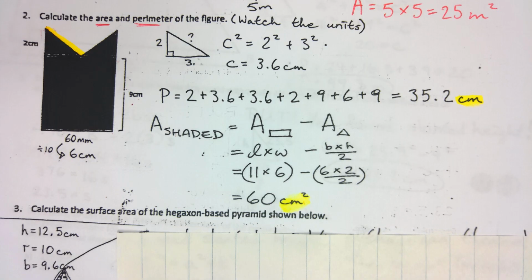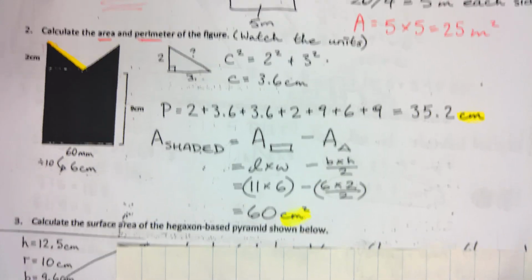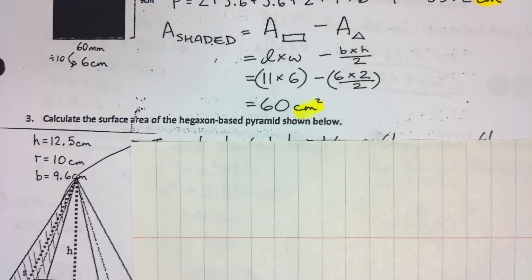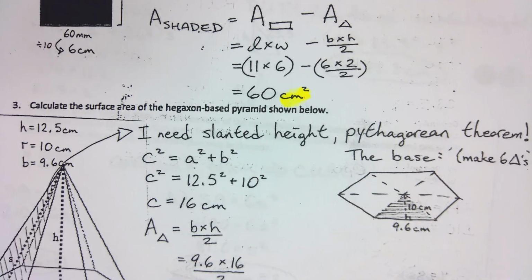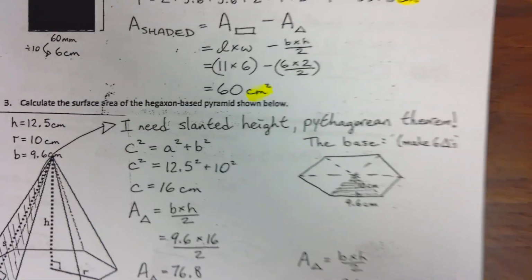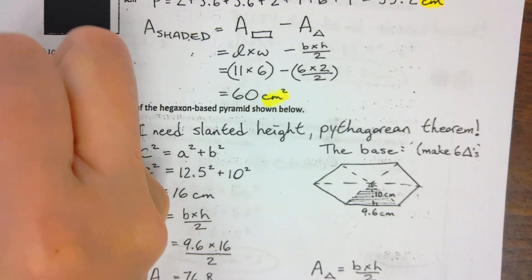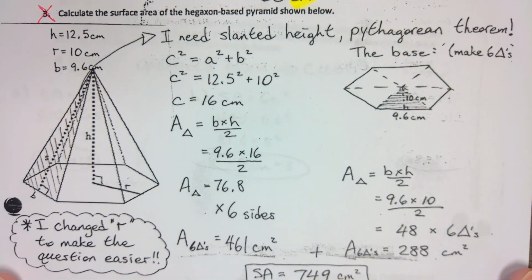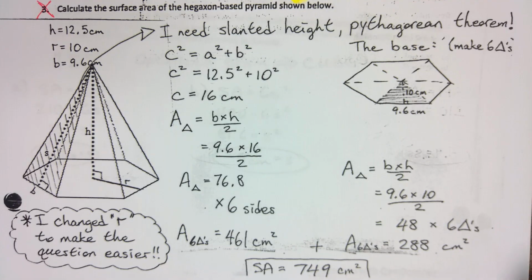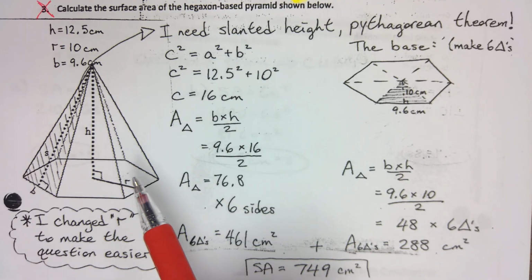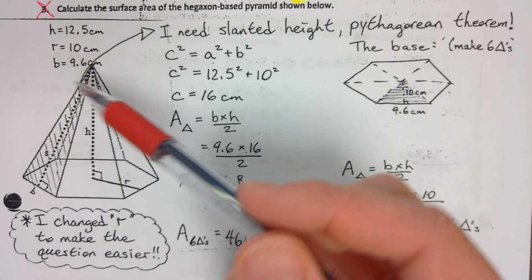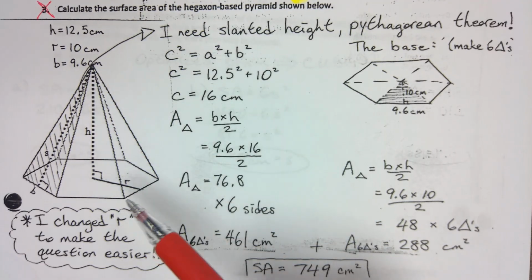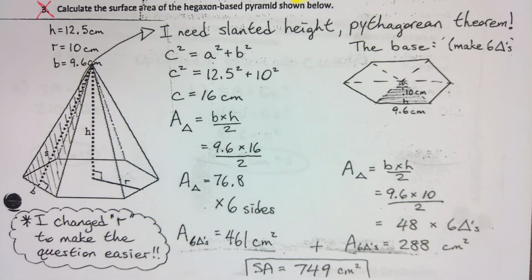Number 3 is hard. So I'm not going to ask you a question like number 3 on the test, but I just want to go over really quickly how you would do a question like this. So again, number 3, you don't need it for the test. It's okay, I took it out. But just to show you how it's done. So looking at this, if I want to calculate the surface area of this shape, what do you call this shape, by the way?